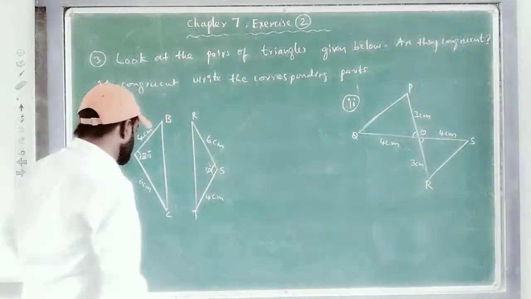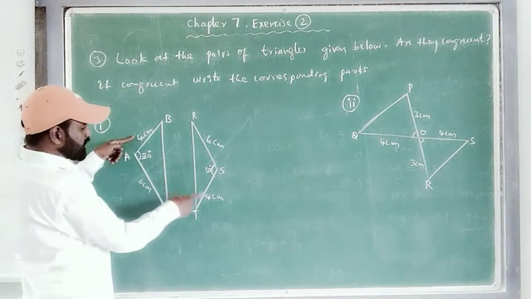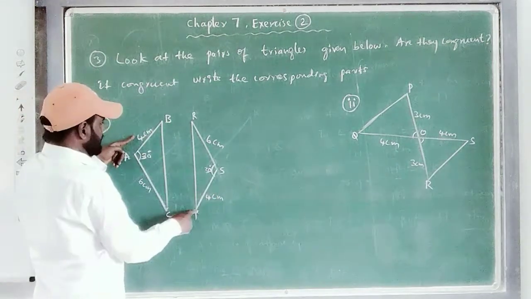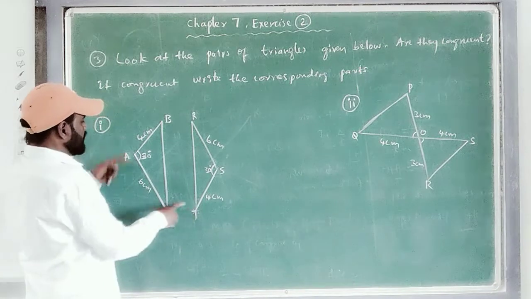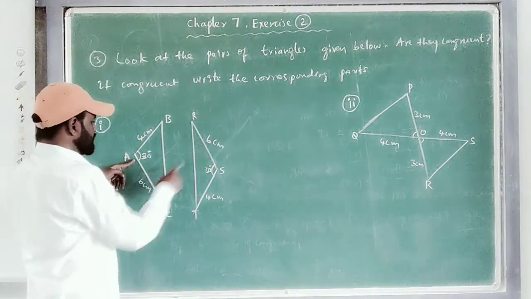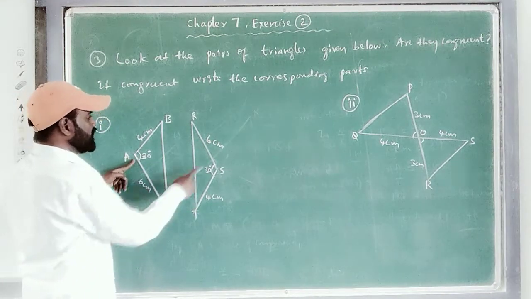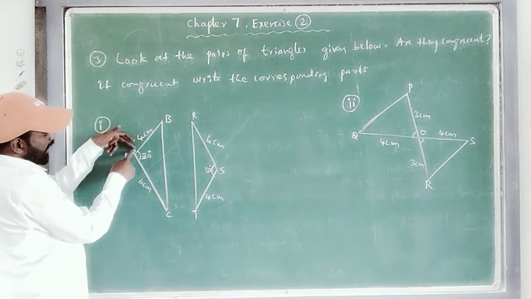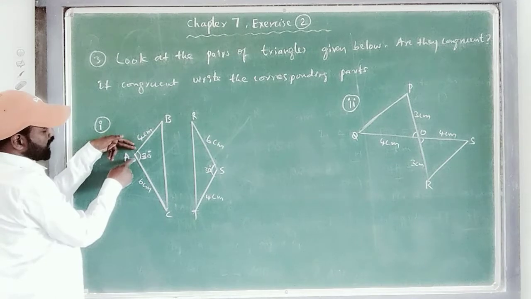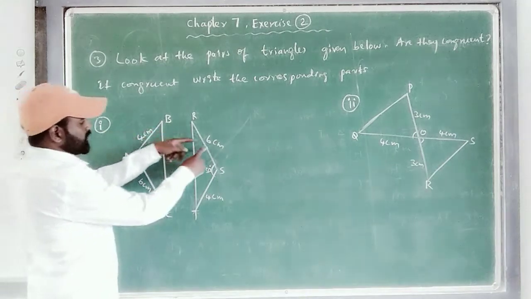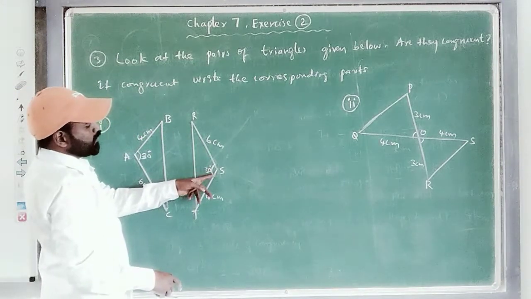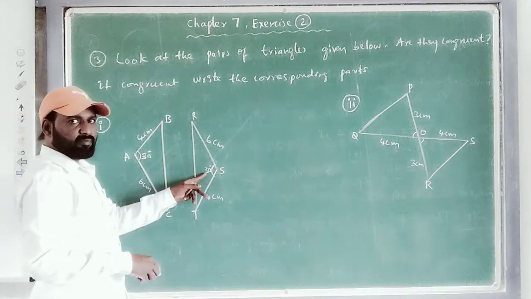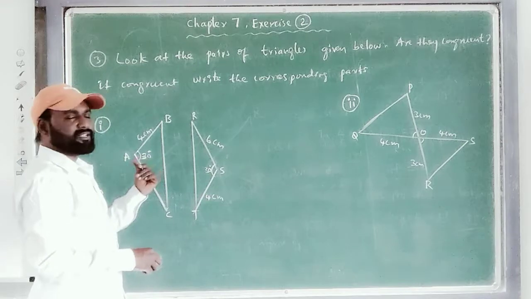We have to check. See, here 4 centimeters, here also 4 centimeters. That means AB is equal to ST. Next, here 6 centimeters, here 6 centimeters. That means AC is equal to SR. Now, these two sides include an angle. What is this? Angle A is 30 degrees. The angle included by the two sides here is also 30 degrees. So the two sides and the angle included by the two sides are equal. So these two triangles are congruent.